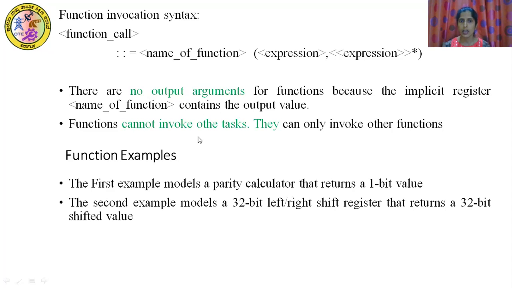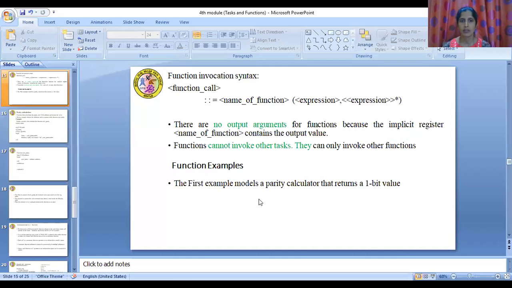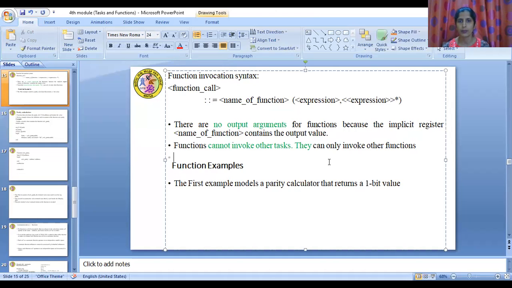Functions cannot invoke tasks, whereas tasks can invoke functions, and functions can only invoke other functions. So now let's continue with an example of how to invoke and how to declare a function. The first example here models a parity calculator that returns a 1-bit value.